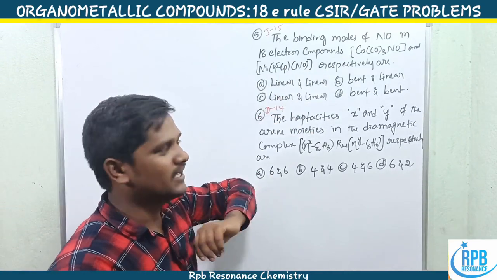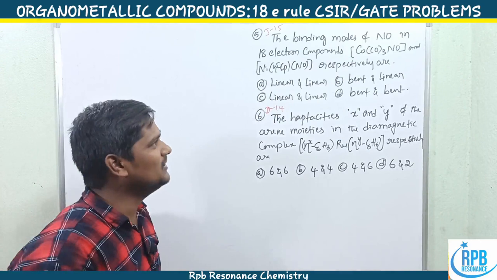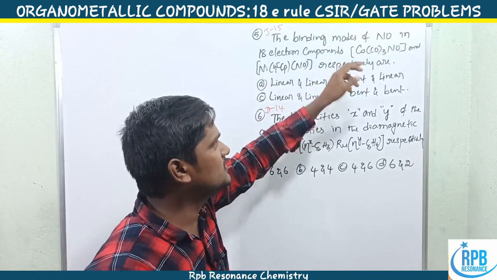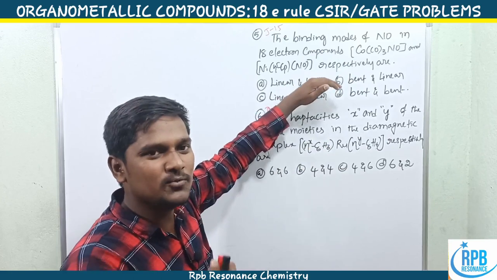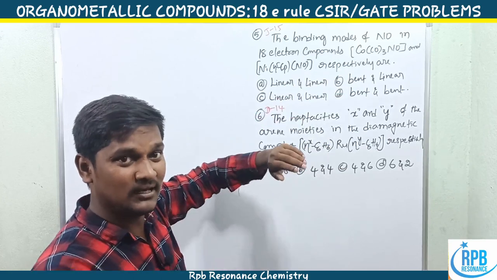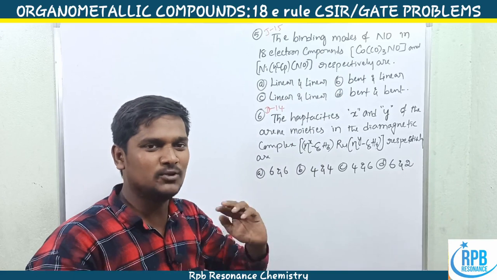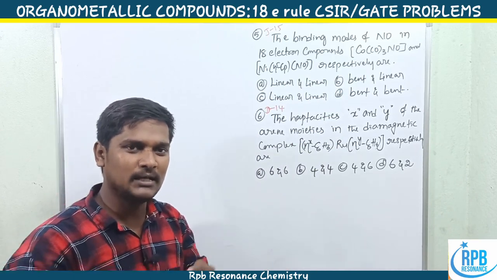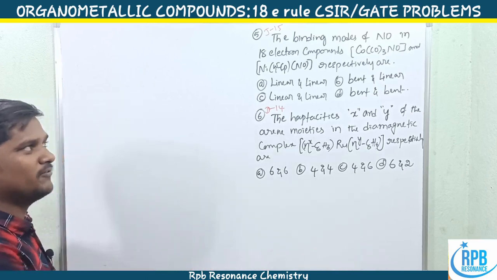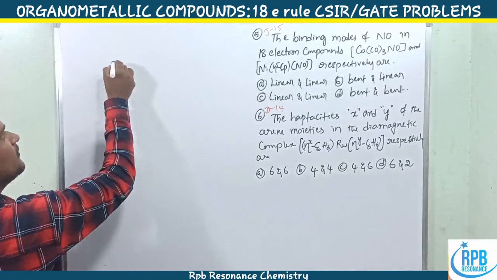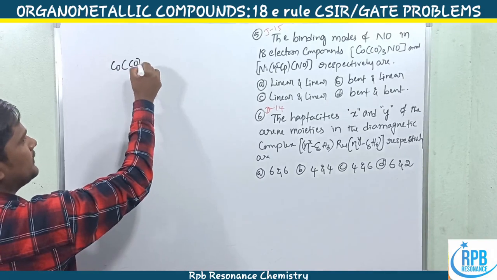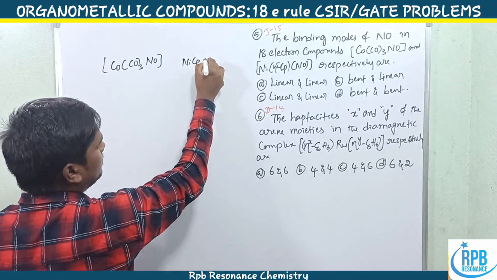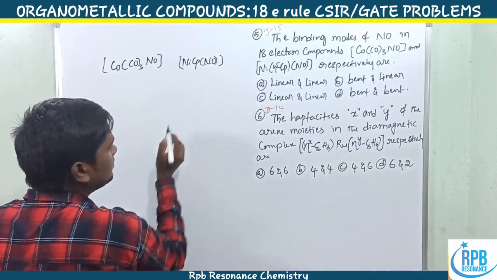The binding modes of NO are given, the nitrosyl binding mode, in 18 electron compounds. Both follow the 18 electrons. So what is the mode of the nitrosyl ligand? Whether in both complexes it is linear, or both bent, or one bent and one linear. They are giving those kinds of options. Now let's count the valence electrons. Cobalt, CO taken thrice, NO. Another complex, nickel, CP, NO. These are the two complexes.